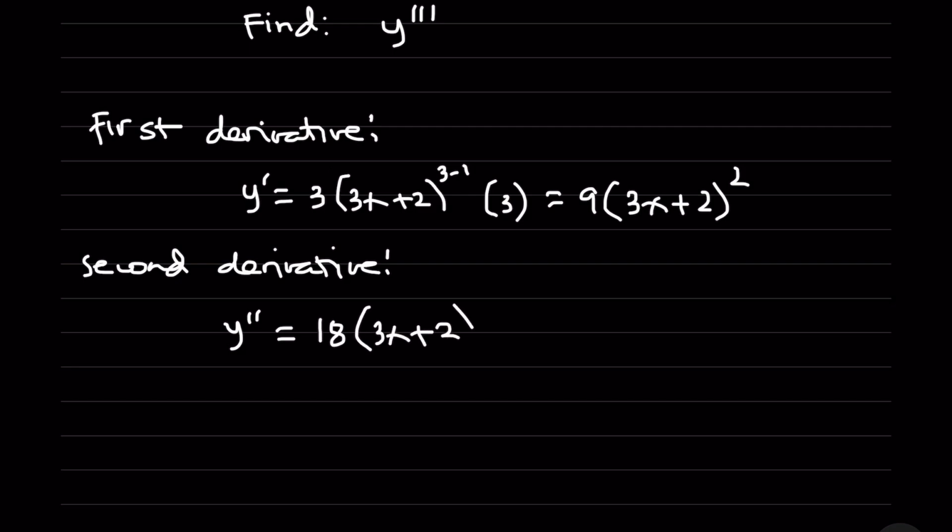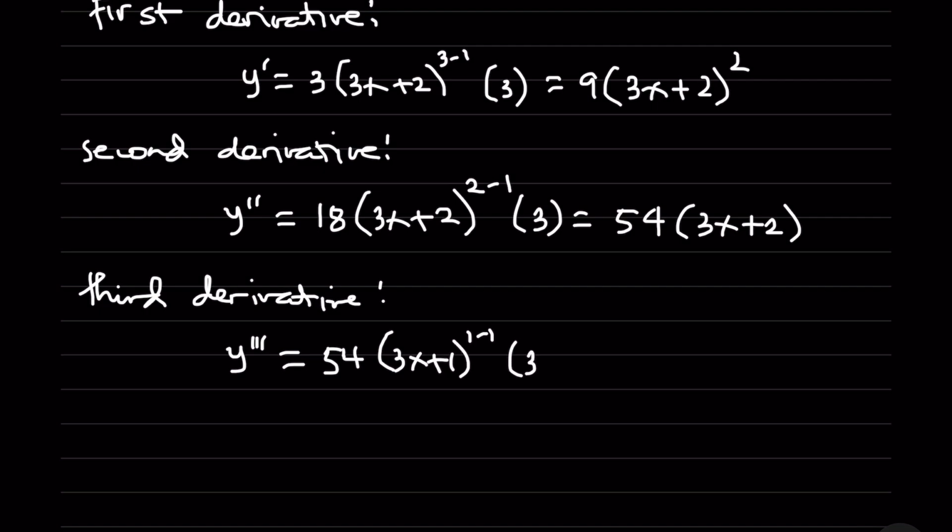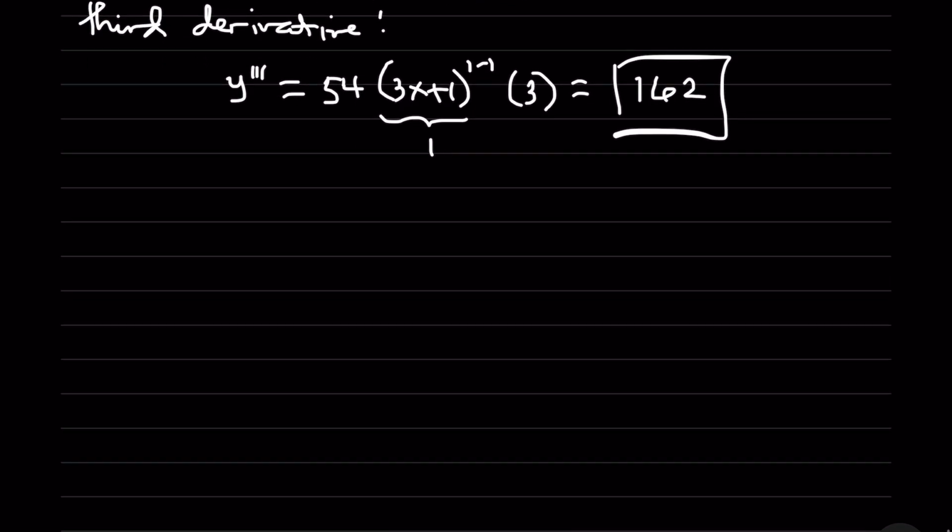For the second derivative, we just differentiate the first derivative. The answer is 54 times 3x plus 2. And finally, for the third derivative, we just differentiate the second derivative. So y triple prime is equal to 54 times 3x plus 2. I said plus 1 by mistake, this should be plus 2, but it wouldn't change the value of the final answer, which is 162.